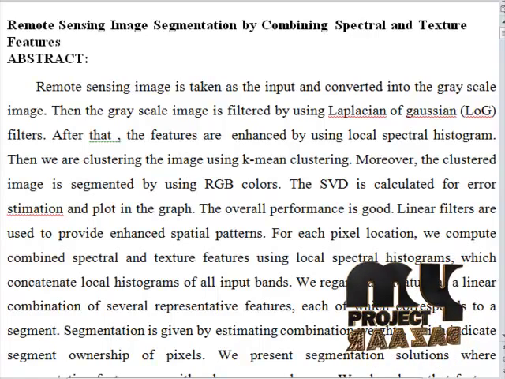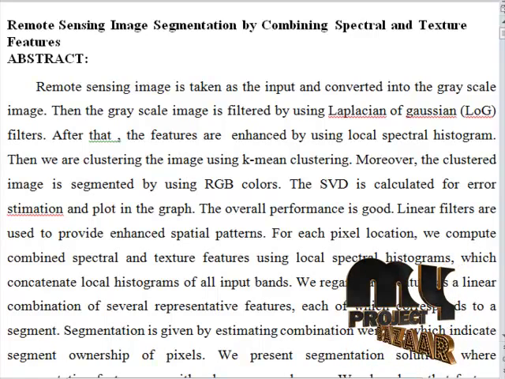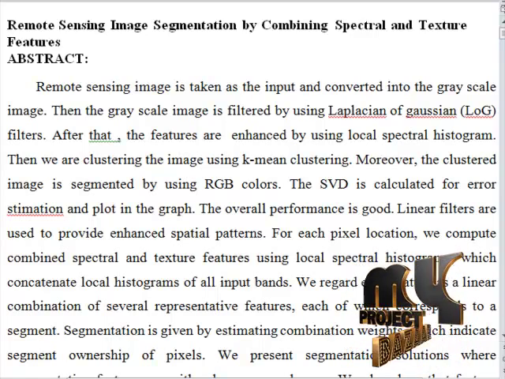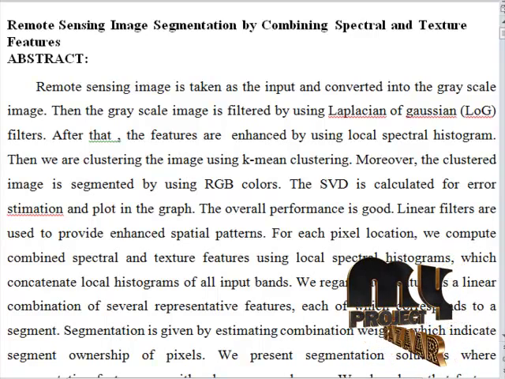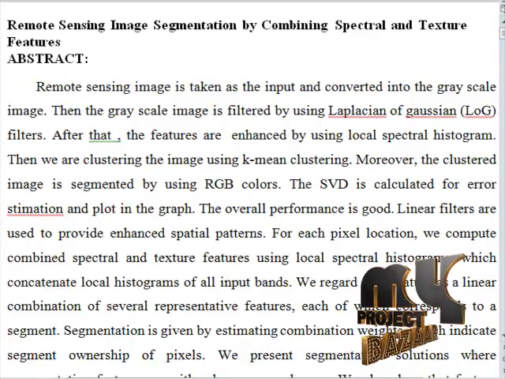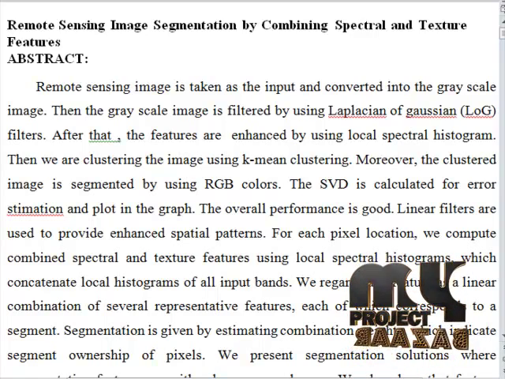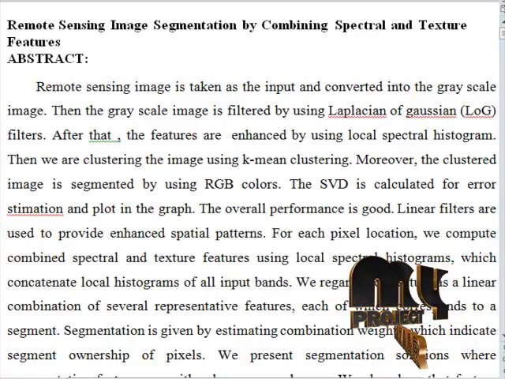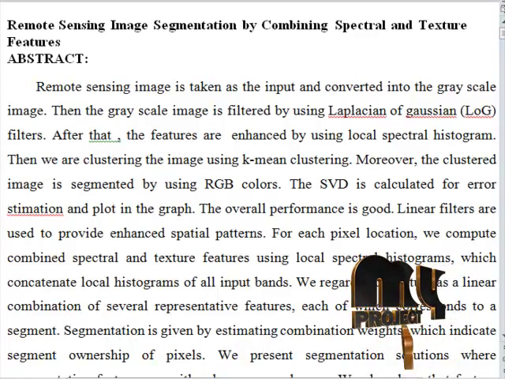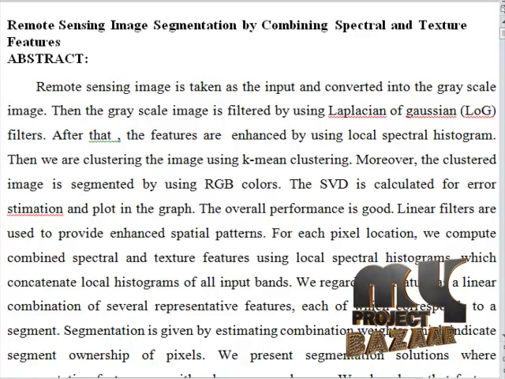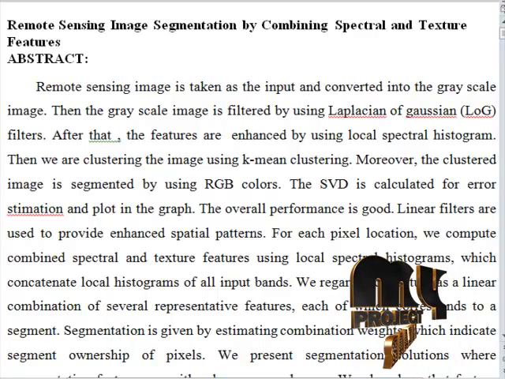And finally, the remote sensing image is segmented and it is useful in many of the processes. The remote sensing image is segmented based on RGB colors. The SVD is calculated for error estimation and then we plot the graph. Moreover, the overall performance is good in this process.